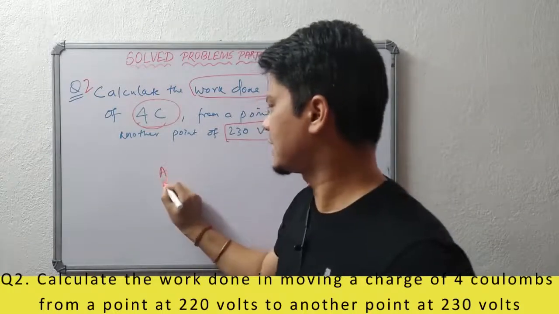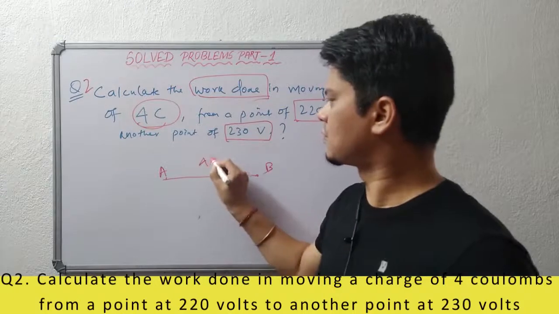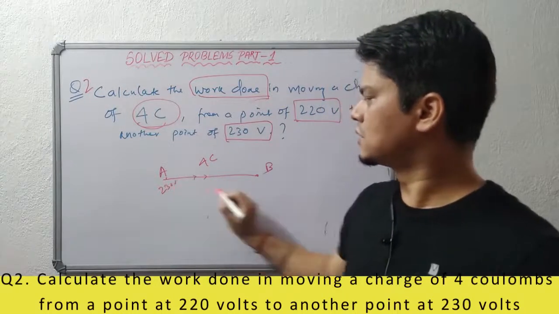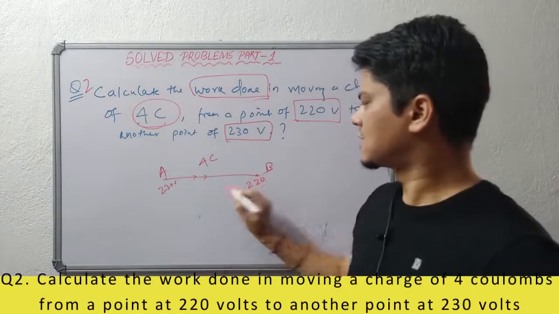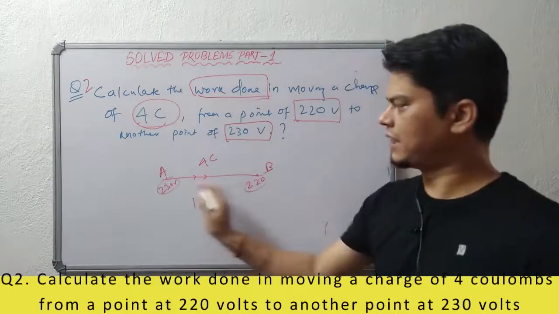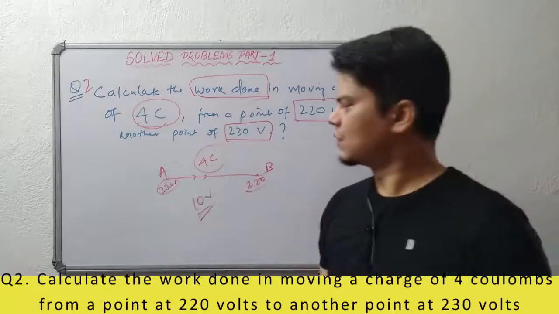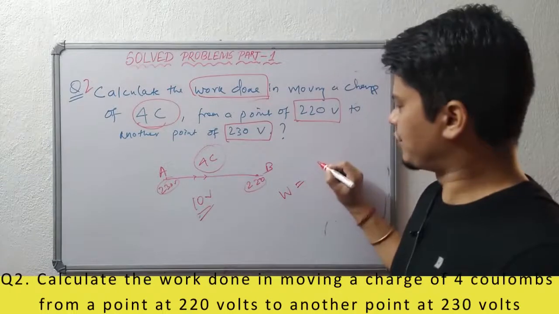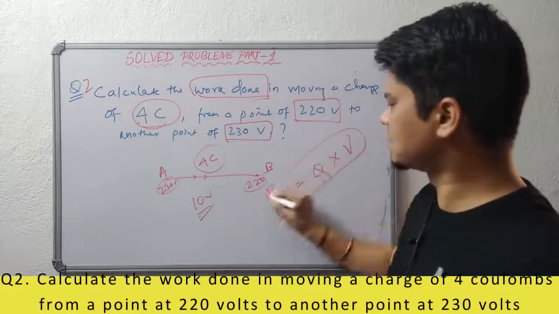So, point A, point B. 4 coulomb of charge is moving, and this is 230 volt, this is 220 volt. So obviously the potential difference is 10 volt. Point A minus point B, 10 volt. So how much is the charge moving? 4 coulomb of charge is moving. So we have the formula to find the work done is charge into voltage.